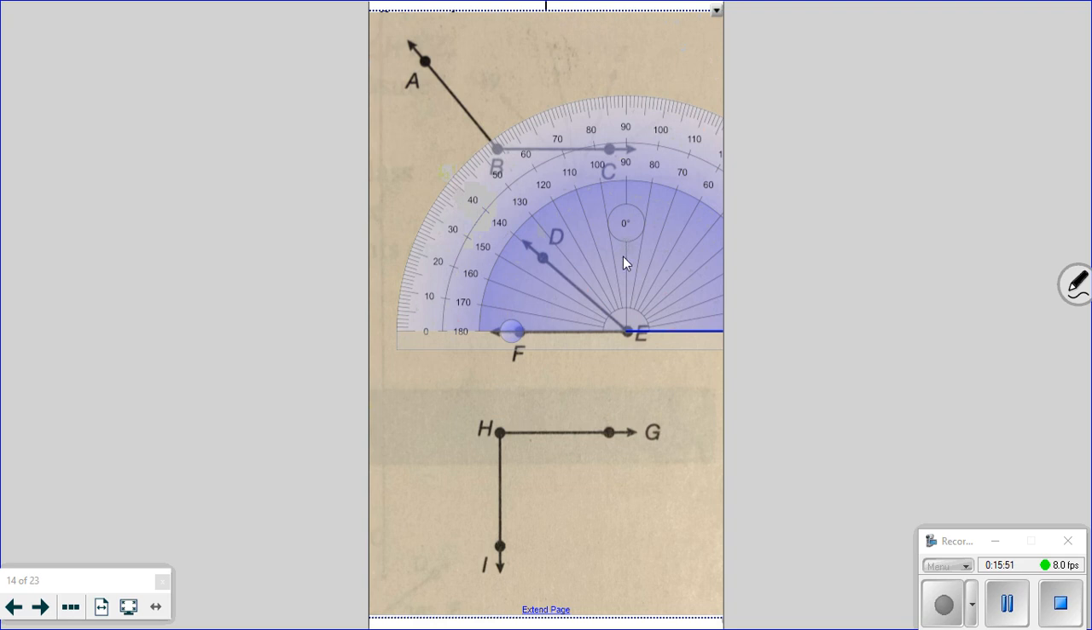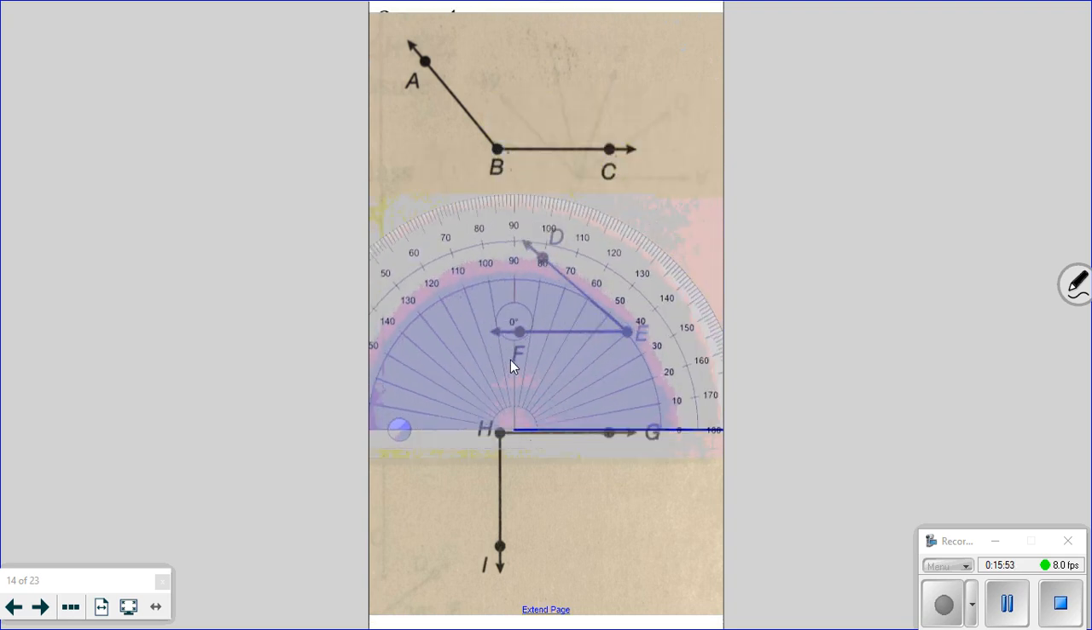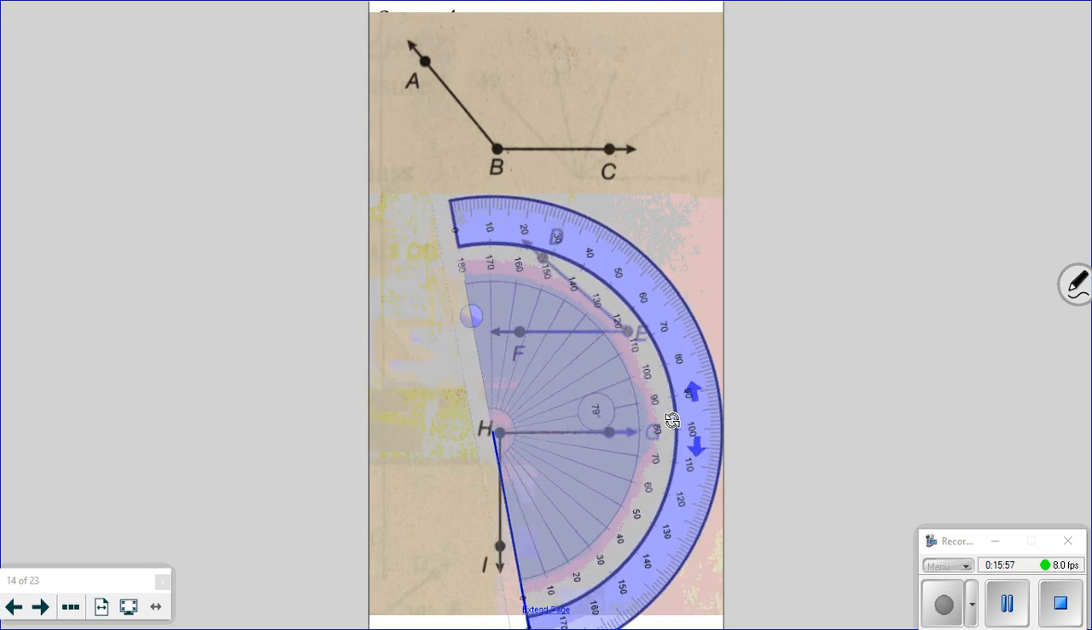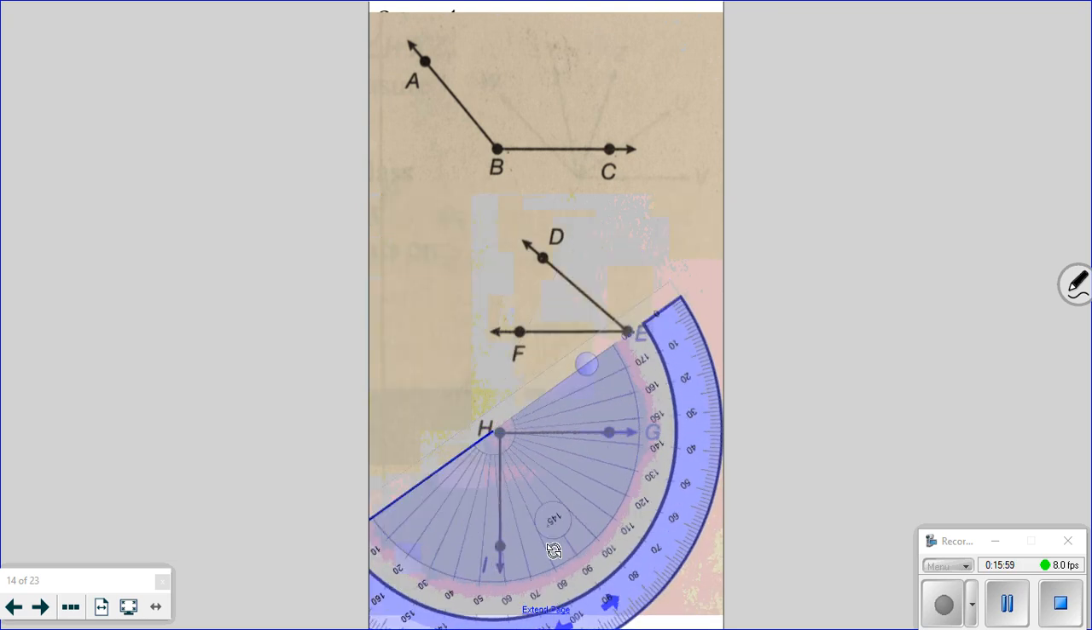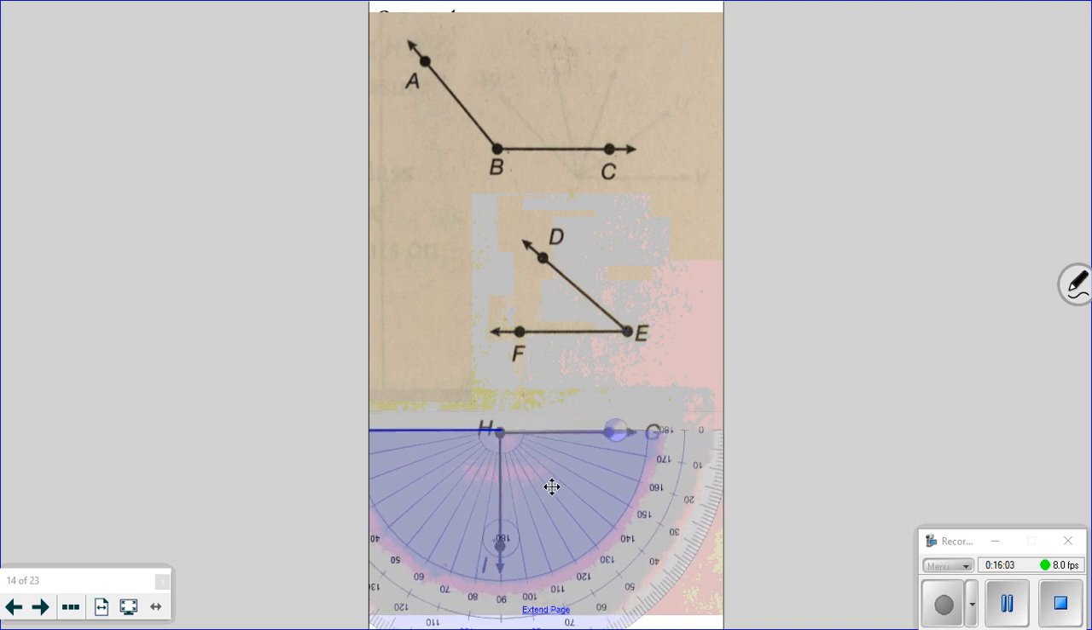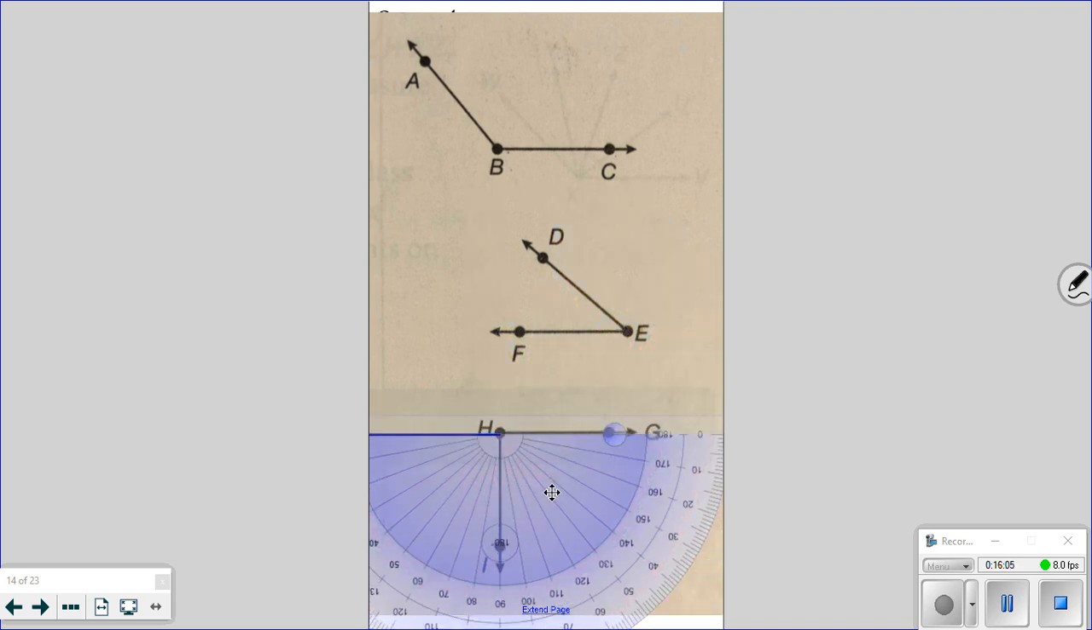Okay, let's look at this last one. So I have to turn my protractor around. You can turn it this way or you can turn it this way. Either one of them is fine. But you put the line on HG and then the little dot goes on H. And if you look, it's a 90-degree angle. So that's how you can find your angles using protractors.